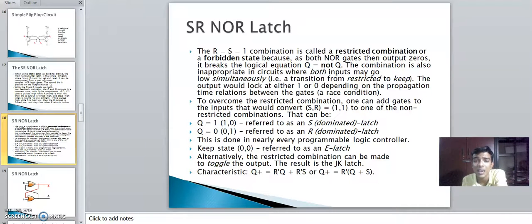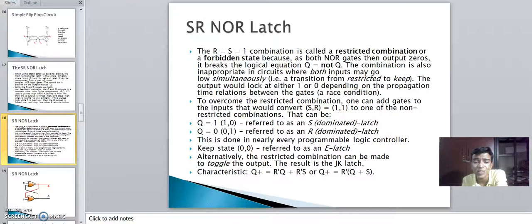We saw that when S is high and R is low, the Q output is high. So when Q equals 1 for input 1 1, this is referred to as an S dominated latch, and when Q is 0, it's referred to as an R dominated latch. This is done in nearly every programmable logic controller to overcome the restricted combination. The keep state 0 0 is called an E latch.